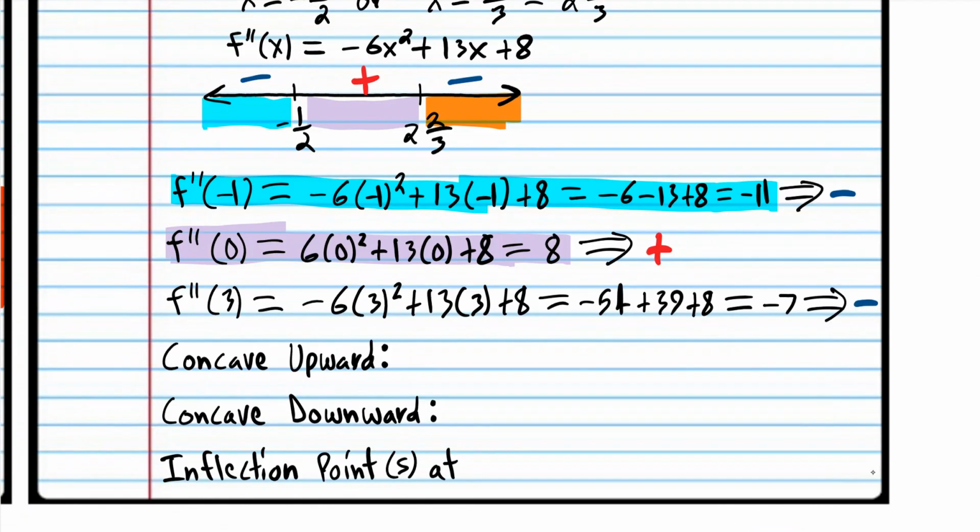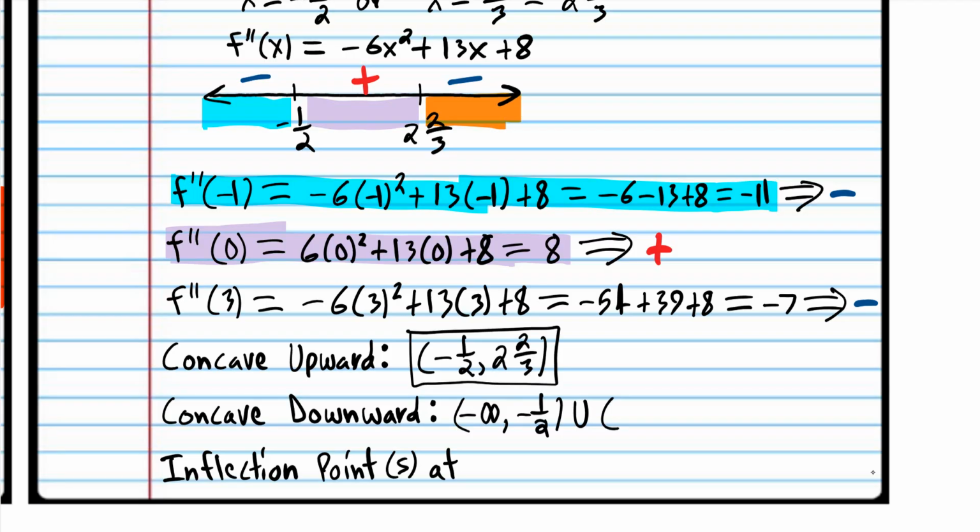So now we can figure out where the whole point of this is to figure out where the graph of this corresponding function is concave upward and concave downward, and so on and so forth. So we know the graph is concave upward from -1/2 to 2 2/3. We know the graph is concave downward from negative infinity to negative 1/2, or 2 2/3 to infinity.